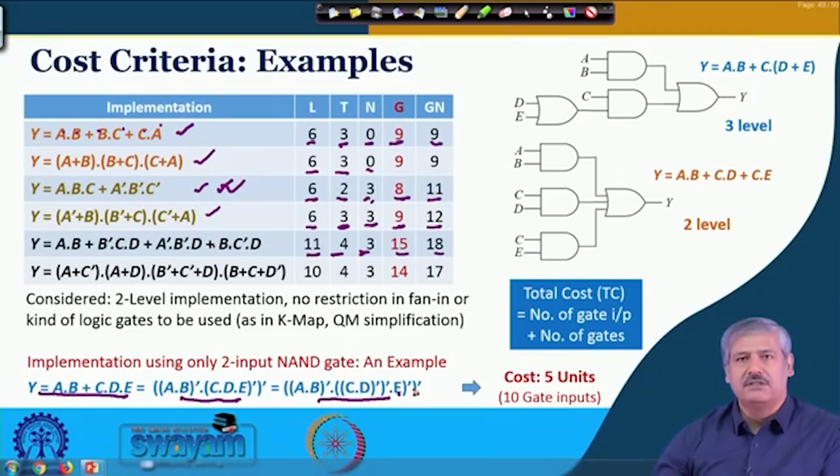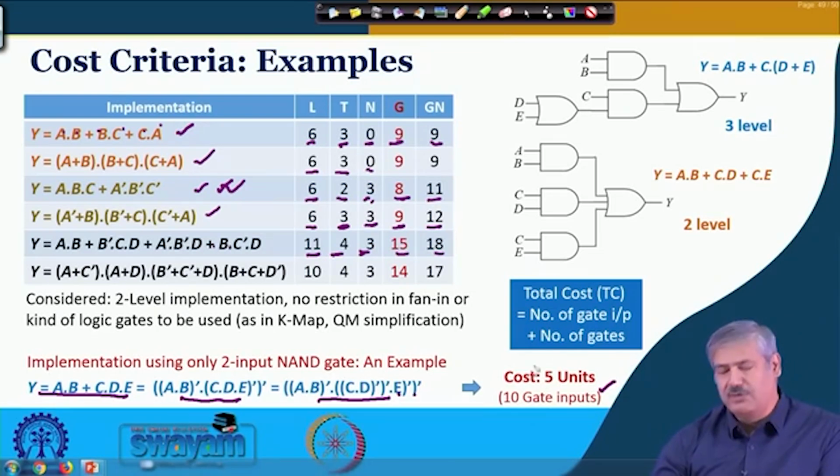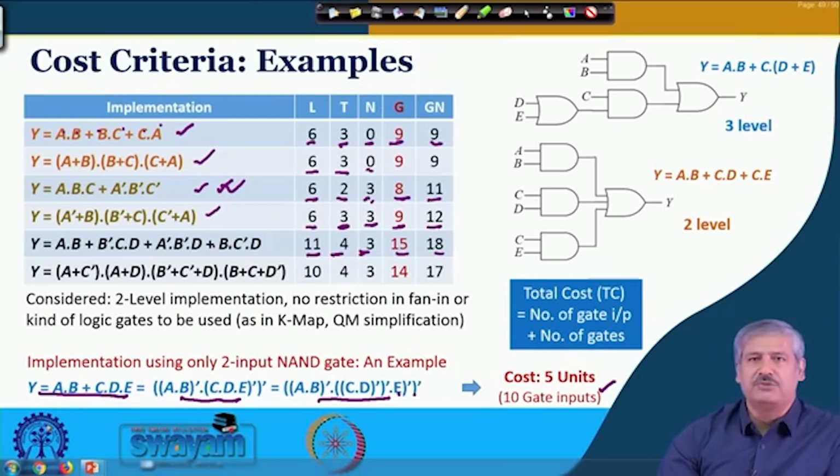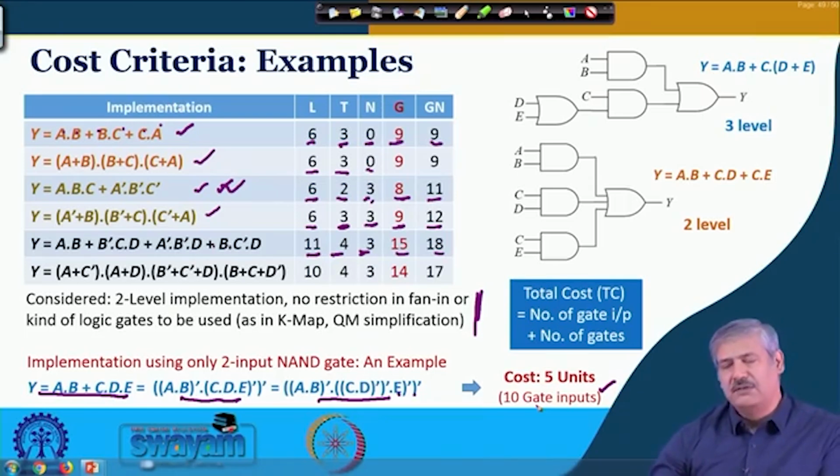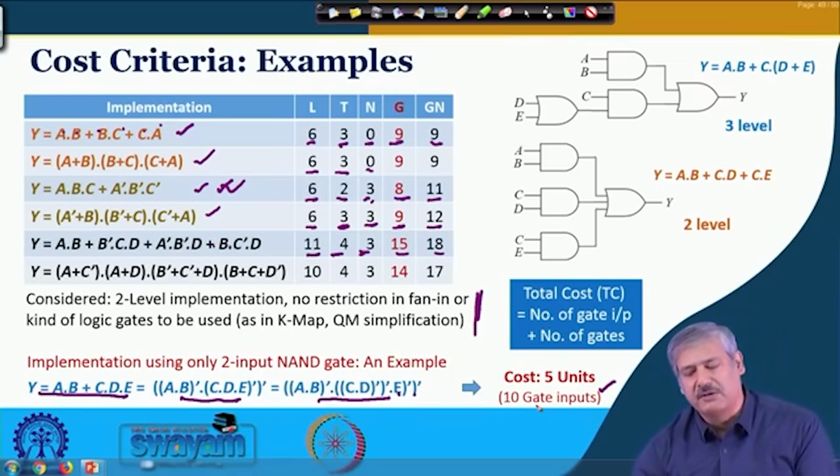There could be another possible realization, so we have to compare against them and, depending on the number of units, pick the one which is less in cost. And here you see 10 gate inputs are required, 5 2-input NAND gates, 5 into 2, 10. But if you look at the normal 2-level implementation with no restriction in fan-in, the literal cost is A, B, C, D, E, 5, and the number of terms is 2, so it is 7. So, the number of gate inputs required for a 2-level implementation with no restriction is 7, but because of the restriction we are now having 10 gate inputs, with 5 2-input NAND gates used in this particular problem.